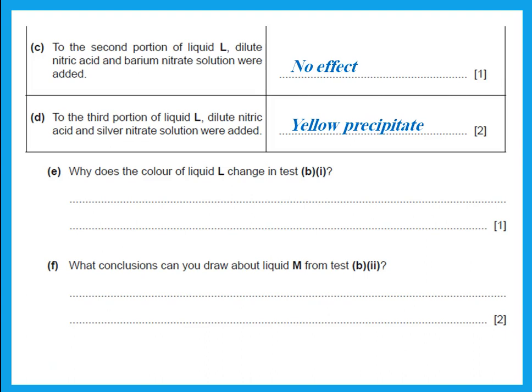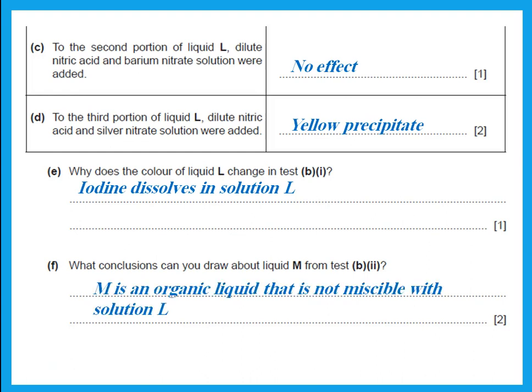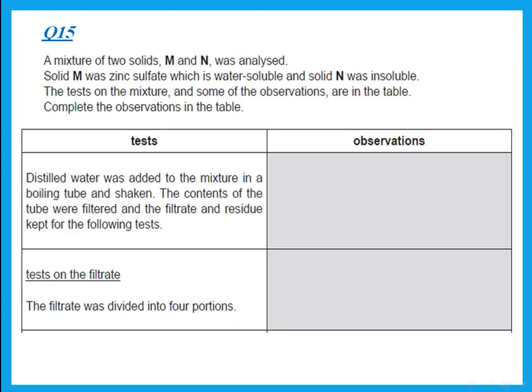What does the color of liquid L change to? Why does the color of liquid L change in test B? Again, we said this is because the iodine dissolves in solution L. What conclusions can you draw from the test? We said that if it does not mix, then M is an organic liquid that is not miscible with solution L.